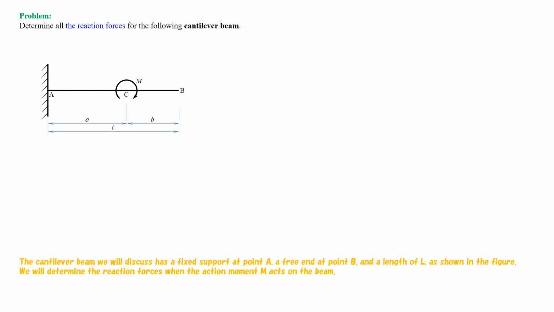The cantilever beam we will discuss has a fixed support at point A, a free end at point B, and a length of L, as shown in the figure. We will determine the reaction forces when the action moment M acts on the beam.